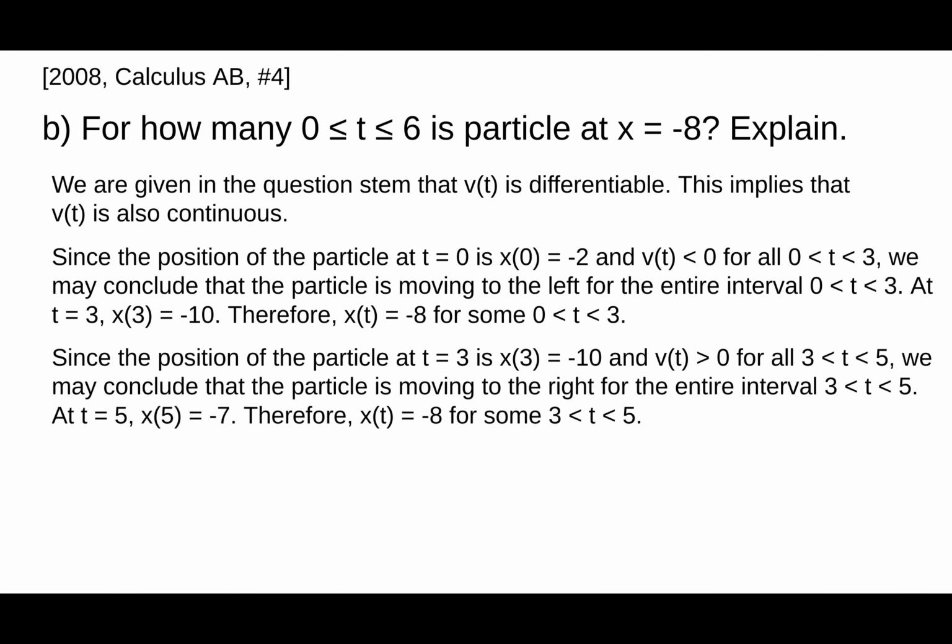All right, likewise, we know that x of 3 is -10, and the velocity is positive for all values of t between 3 and 5, so we can conclude that for those values of t, the particle is moving to the right for that entire interval. At t equals 5, x of 5 has position -7.